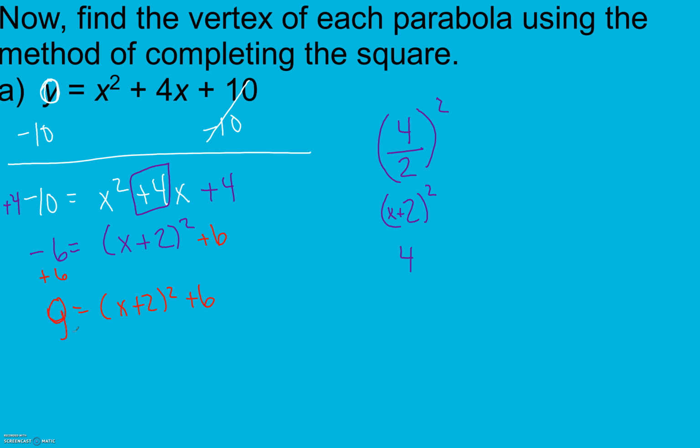And change my 0 back into a y. So now I have y equals x plus 2 squared plus 6. Vertex form, standard form.